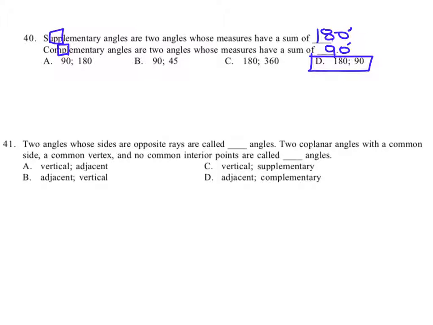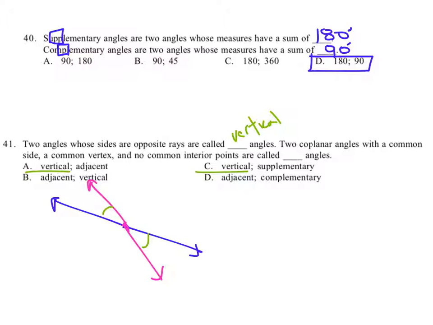Now, number 41, last one in this video. Two angles whose sides are opposite rays, like here's a set of opposite rays, and here's another set of opposite rays. Okay, what do they form? They form these vertical angles. So we want an answer that starts with vertical. So it's going to be either A or C.